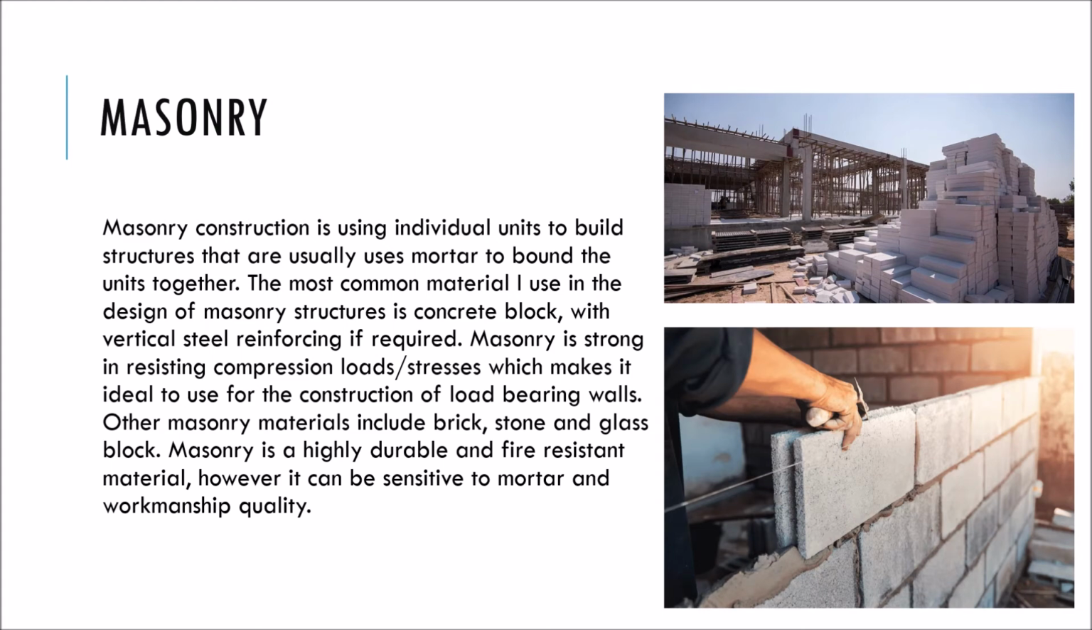Masonry construction is using individual units to build structures that usually use mortar to bind the units together. The most common material used to design masonry structures is concrete block with vertical steel reinforcement if required. Masonry is strong in resisting compression loads or stresses, which makes it ideal for the construction of load-bearing walls. Other masonry materials include brick, stone, and glass block.